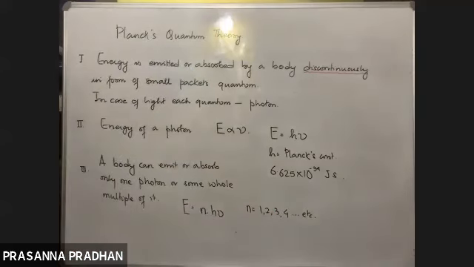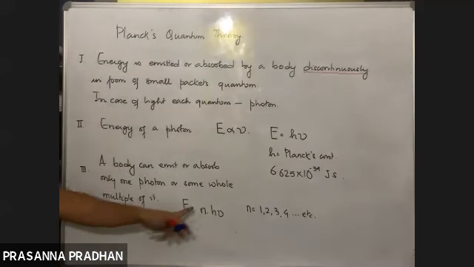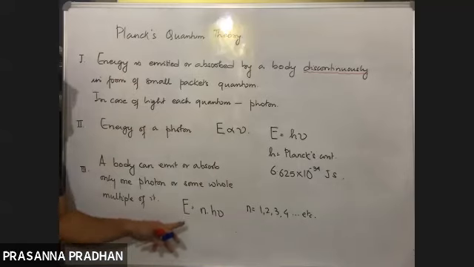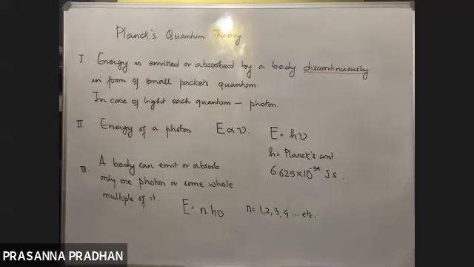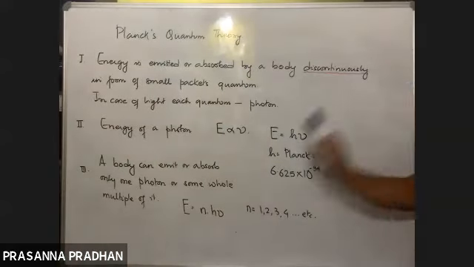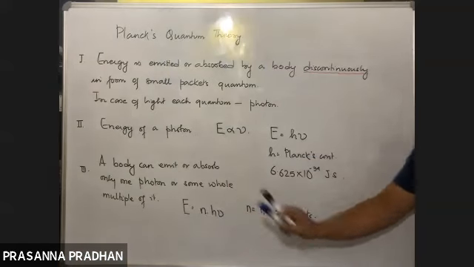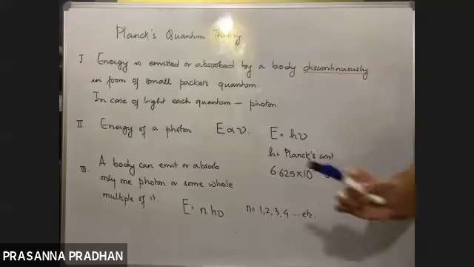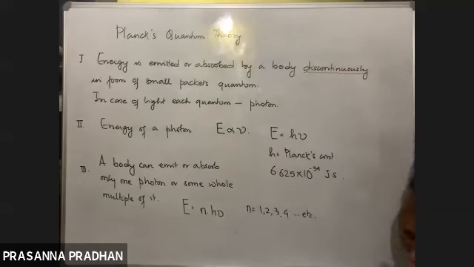So a body can emit 1 h nu of energy, 2 h nu of energy, or 3 h nu of energy. But do you think a body can emit 1.23 h nu of energy? No. So what is the limitation here? It states that a body can emit or absorb either one quantum of energy, one photon, or some multiple of it. That means a body can emit either 2 photons, 3 photons, 4 photons, not 4.5 photons, not 6.2 photons.